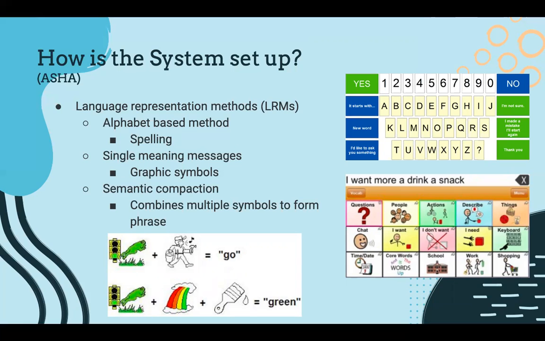The second one would be single meaning messages, the bottom right picture. This uses pictures to either represent a word or a phrase. And then the final one would be semantic compaction. This requires training. It combines pictures to mean different things because oftentimes one picture can mean many different things. So they use multiple pictures to try to get a more accurate message across.